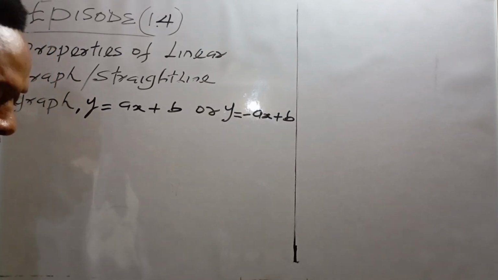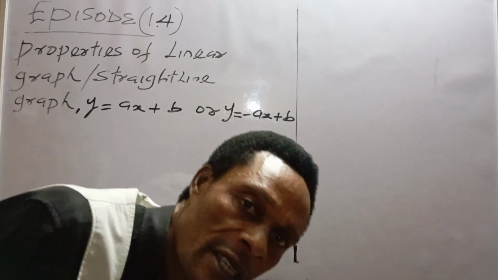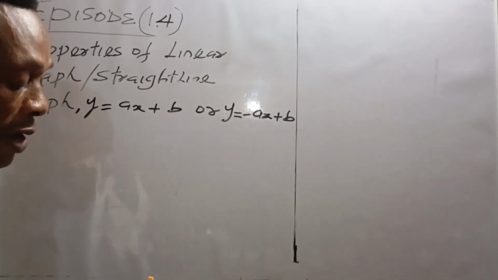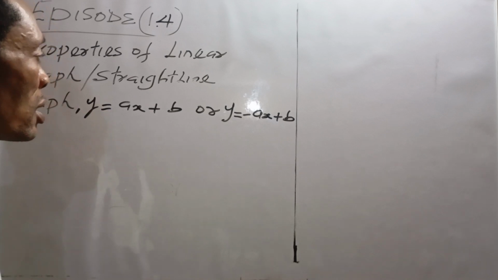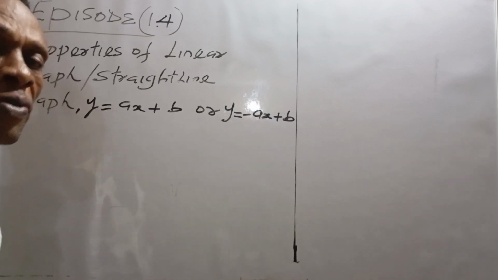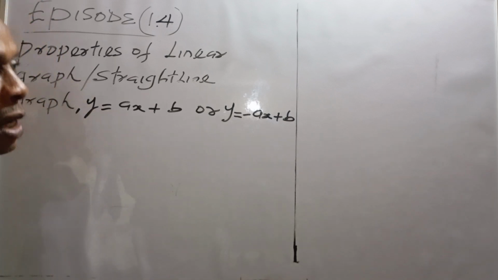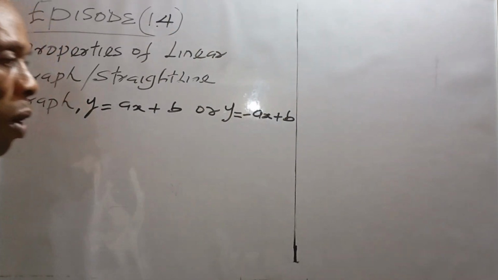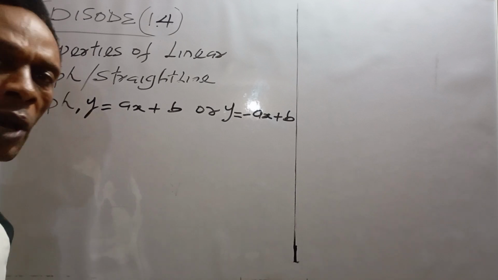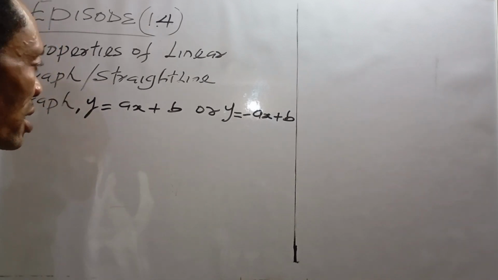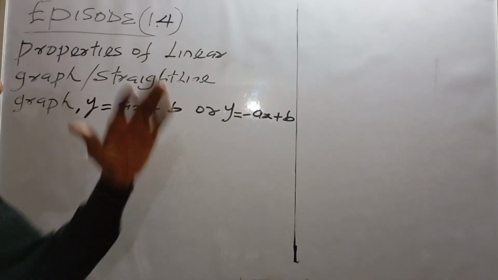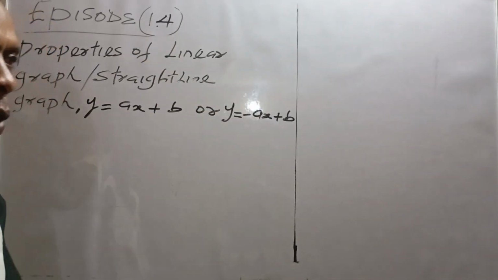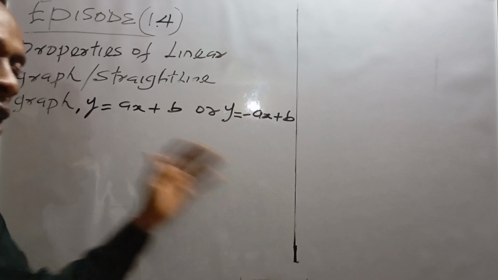Okay, let us have a sketch of it and let us see how it looks. Straight line graph is of two types. Straight line has two shapes. Either we have a positive straight line, which we call a positive gradient, or we have a negative straight line, which we call the negative gradient.